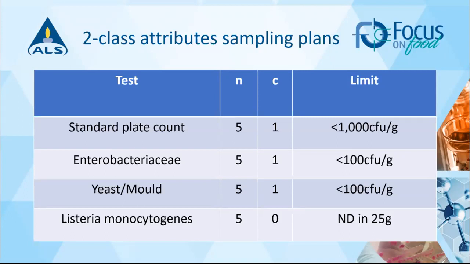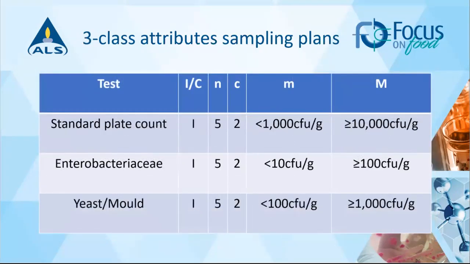Generally, 2-class sampling plans are best used for zero tolerance pathogen detection, as in the case of Listeria, in products that support its growth. For internal assurance purposes, single sampling testing with a set limit is also undertaken to verify process controls.